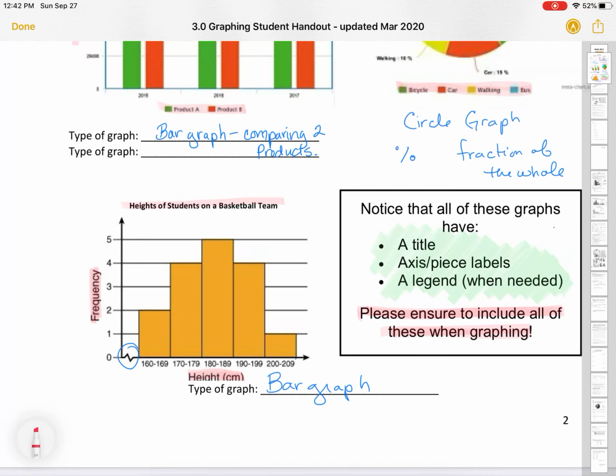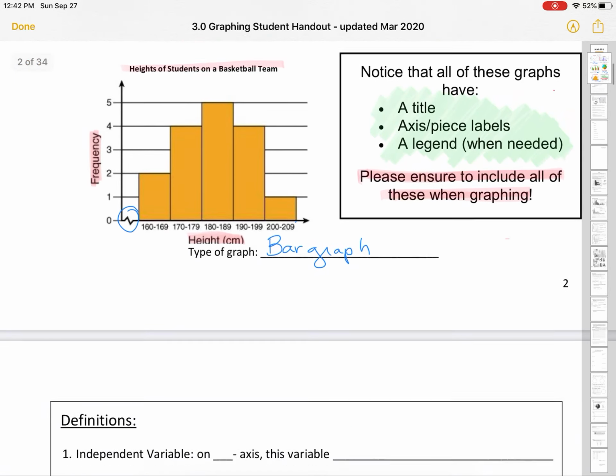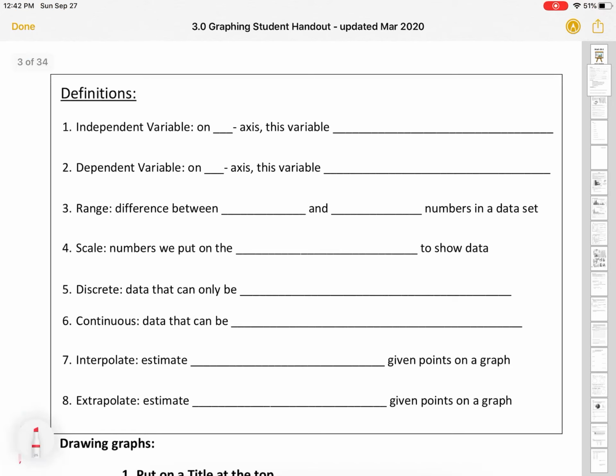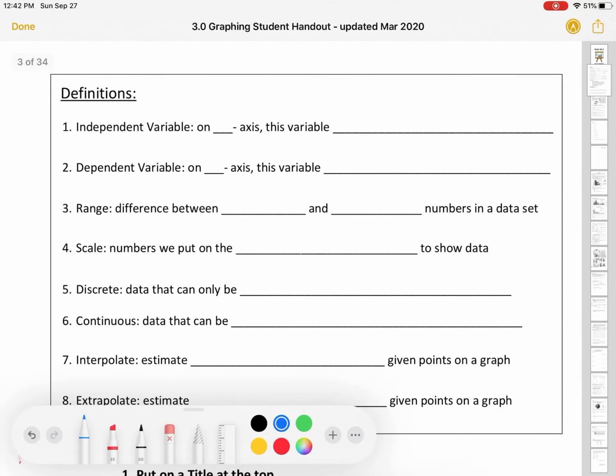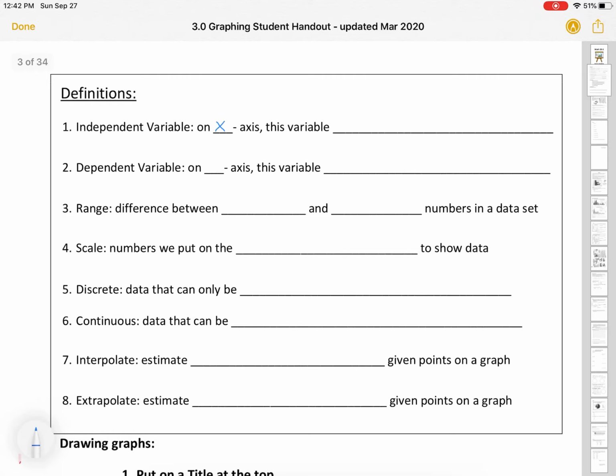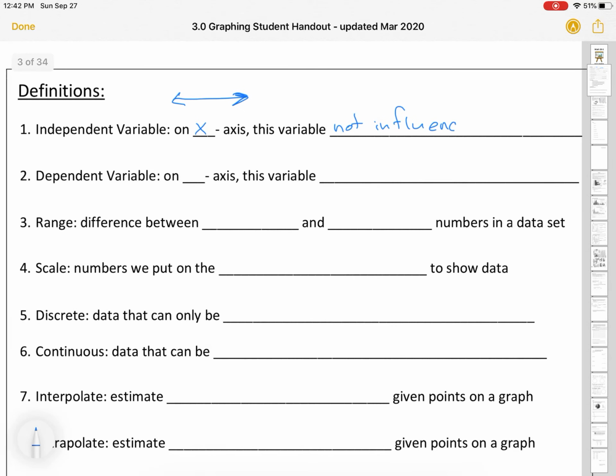Okay, so let's move on. So definitions. An independent variable is on the x-axis, which is the horizontal axis, right? And this variable is not influenced by anything, okay? So that's why you saw things like months. They're not going to change. Days, that sort of thing would be on our x-axis. One was heights. The heights are not going to be influenced by anything.